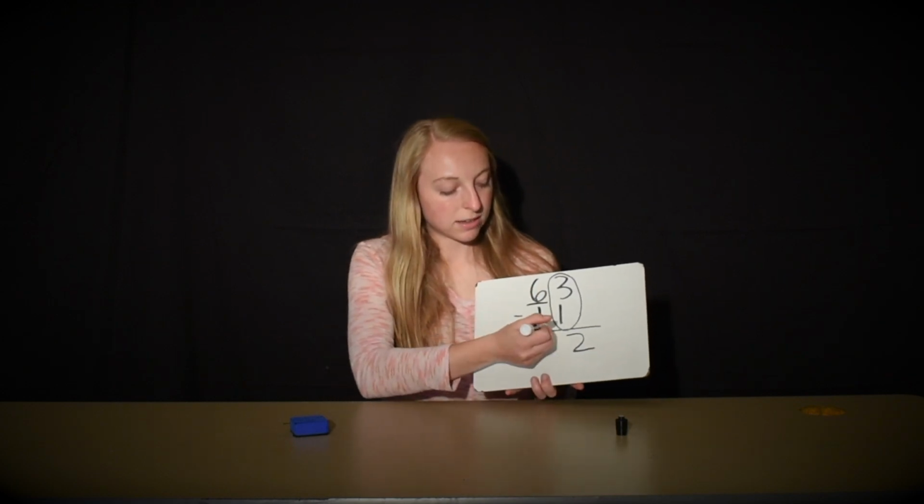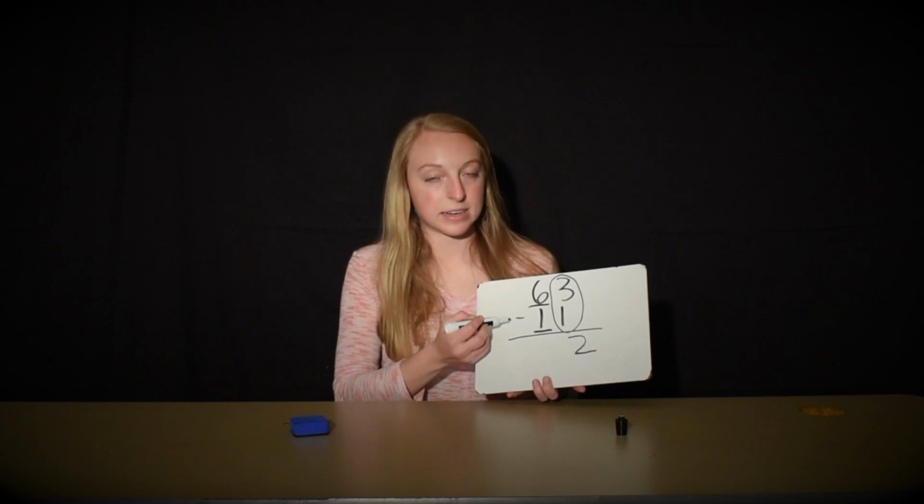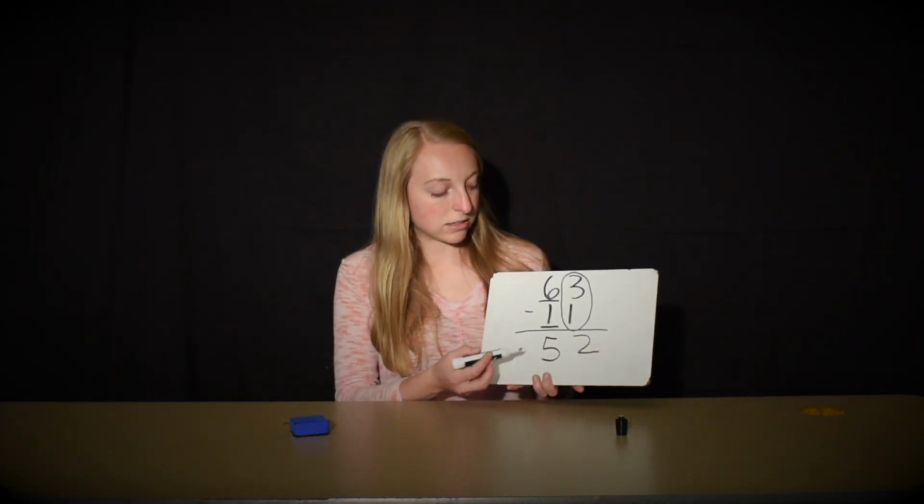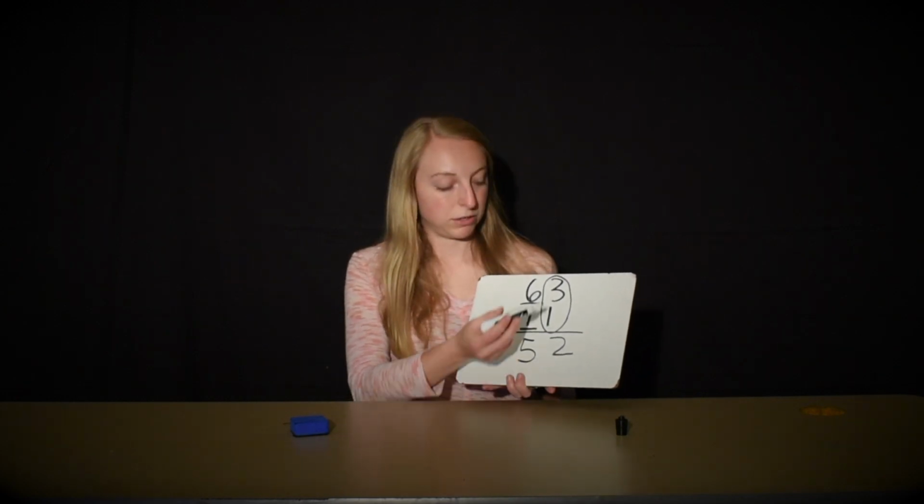Okay, now we have our tens. We have 6 minus 1. What's 6 take away 1? Very good, 5. So our answer is going to be 52. You circled your ones, subtracted those first. We underlined our tens and subtracted those.